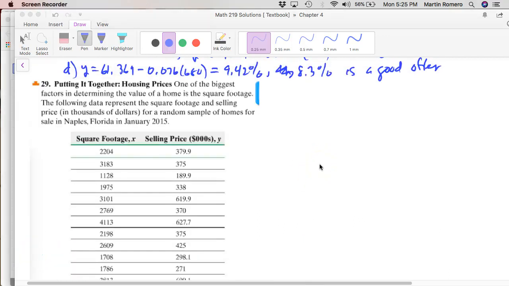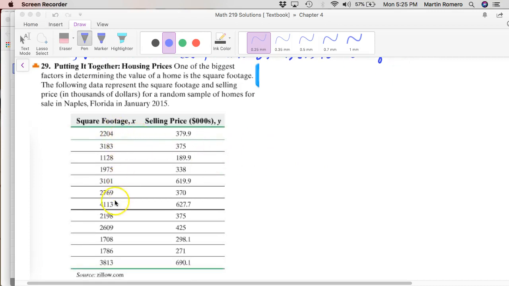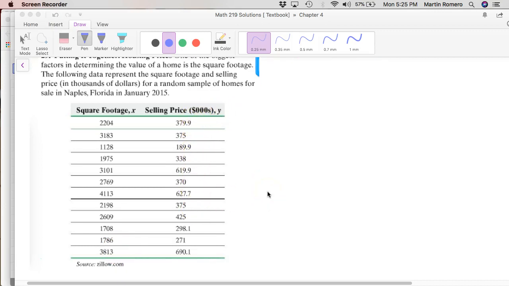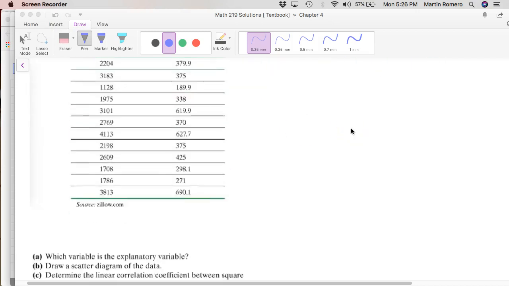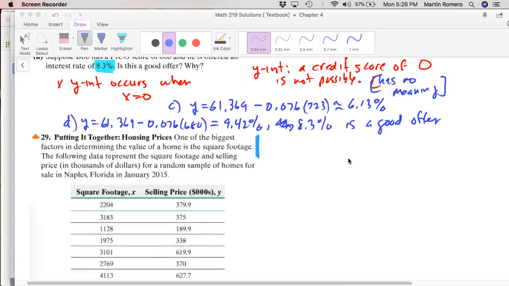Okay, this is problem number 29 from chapter 4.2. And so now we have a relationship between square footage of a home. We think the bigger the house, the more it will sell for. And this is for the same city in Florida. Let's take a look. Is there a relationship between those variables, the explanatory and the response variable? The first question being asked is which variable is the explanatory variable?